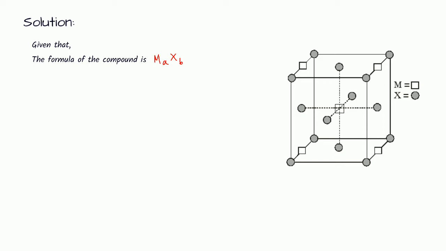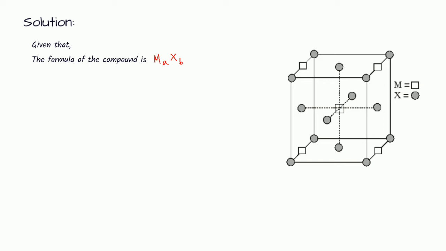Here, if you look at this structure, you see the square, or the cube, represents M, and the black sphere represents X. Our aim is to find out the values of small a and small b. That means the number of M present in the unit cell and the number of X present in the unit cell. Small a represents the number of M present in the unit cell, and small b represents the number of X present in that unit cell.